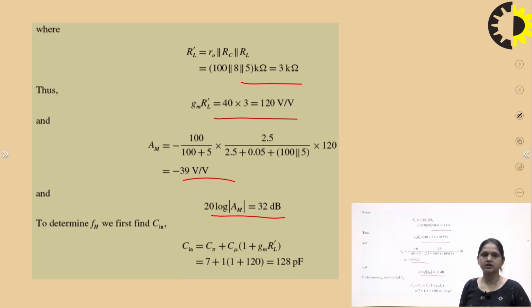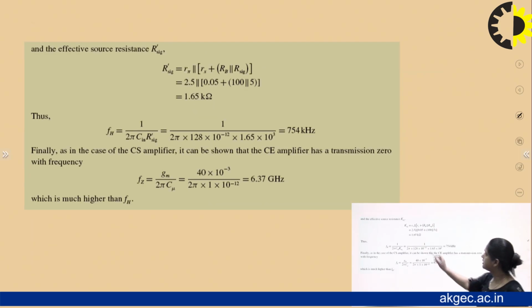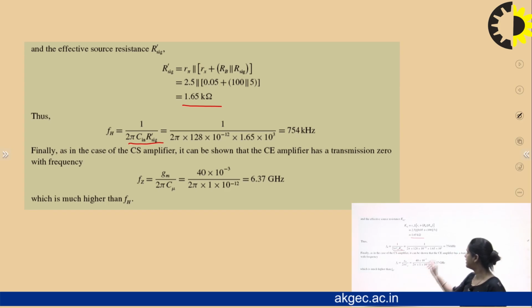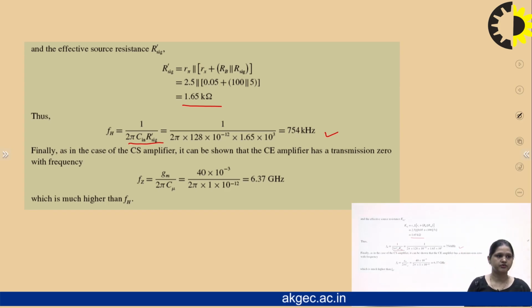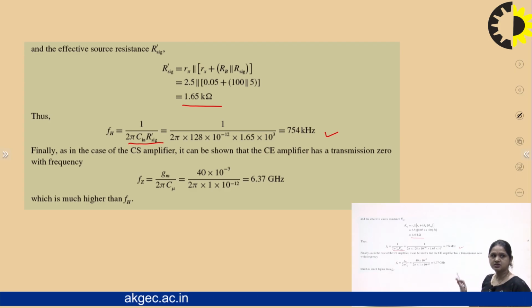Now for determining fH, that is the upper 3 dB frequency, we have to calculate the value of C in, because the expression was 1 upon 2 pi C in into R signal dash. So calculate C in using the formula that we have seen in the previous slide. You can calculate R signal dash, just use these values in the formula and you can calculate the upper 3 dB frequency.